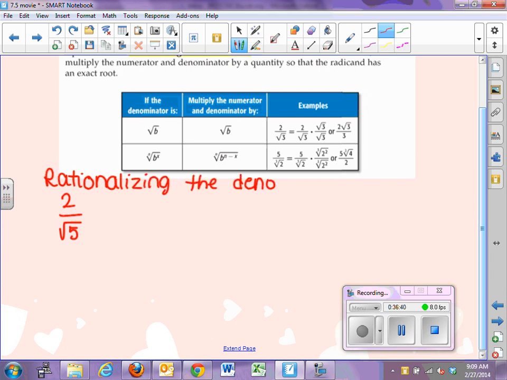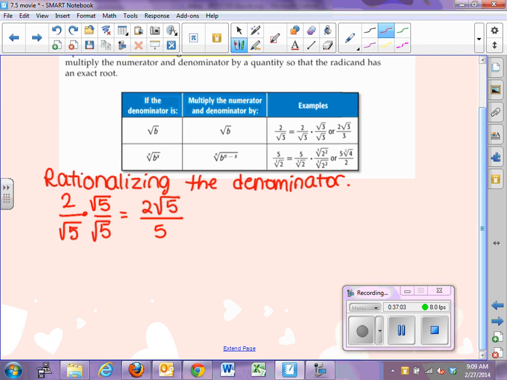Let's do a couple problems. It's not bad when the root is 2, but I'm going to show you how to do it when the root is something bigger. It's really kind of cool. We're going to multiply the top and bottom by the square root of 5. The top gives us 2 times the square root of 5, and the bottom gives us just 5.